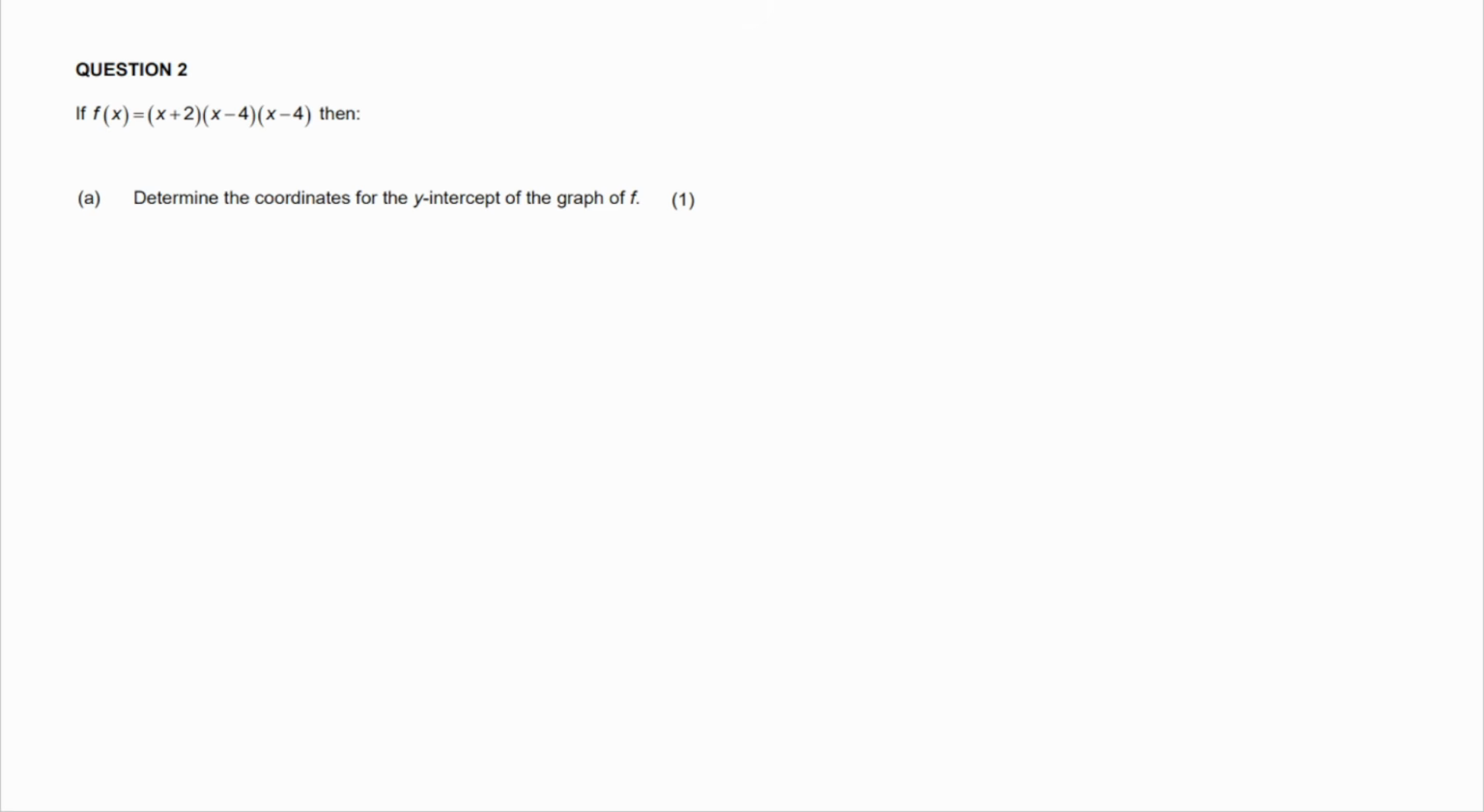For question 2, we're given this function f. It's given by this equation over here. They say determine the coordinates of the y-intercept of the graph of f. Okay, so this thing over here is a cubic function, and we know because there's 3 x's. Okay, 3 x's, so we know it's cubic. You could also FOIL all of this out and then get the cubic equation, in the form of ax cubed plus bx squared plus cx plus d.